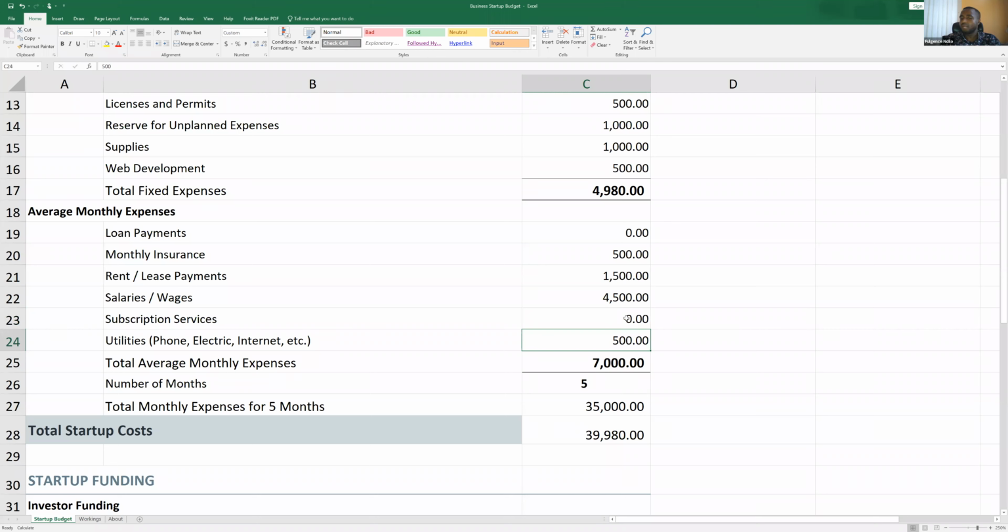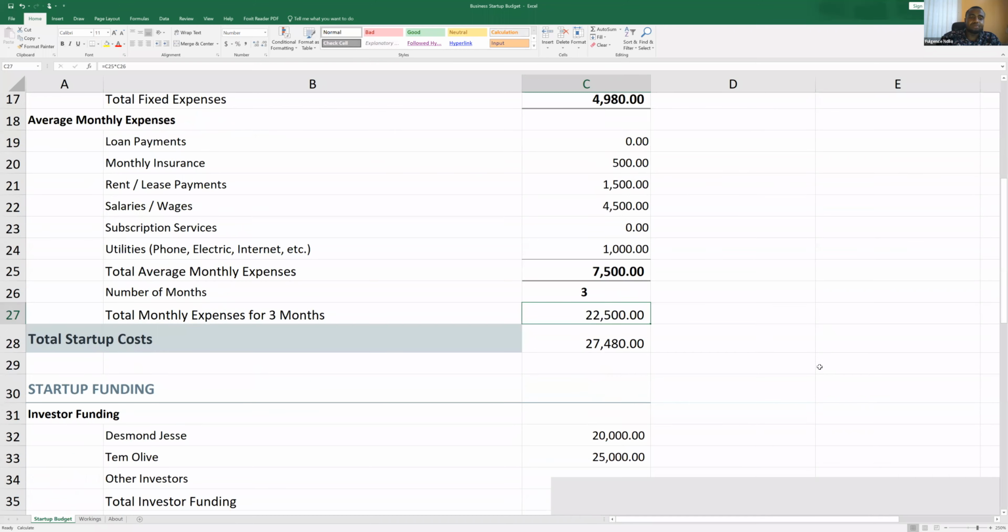Utilities will need a lot of electricity because we are going to use electricity to fry our fries. Number of months, we can give it 2 months. This kind of business, you can give it 2 months. Oh, let's give it 3 months, right? So that is the startup cost.